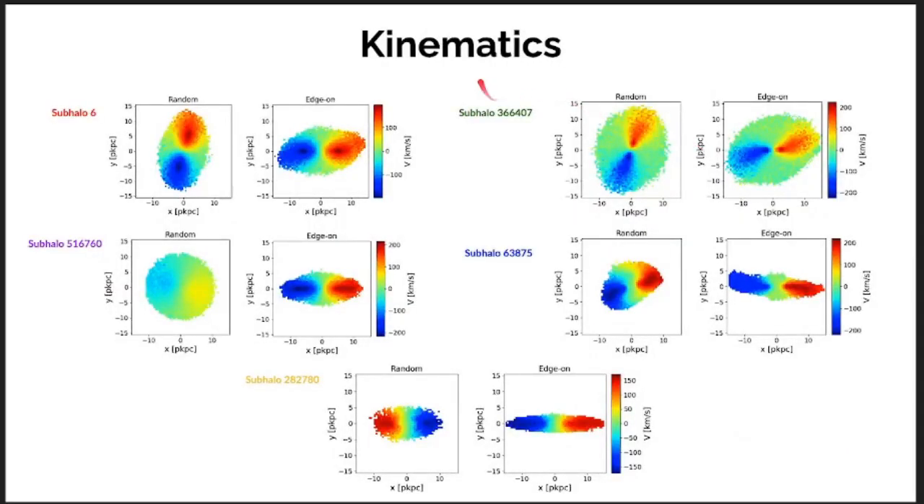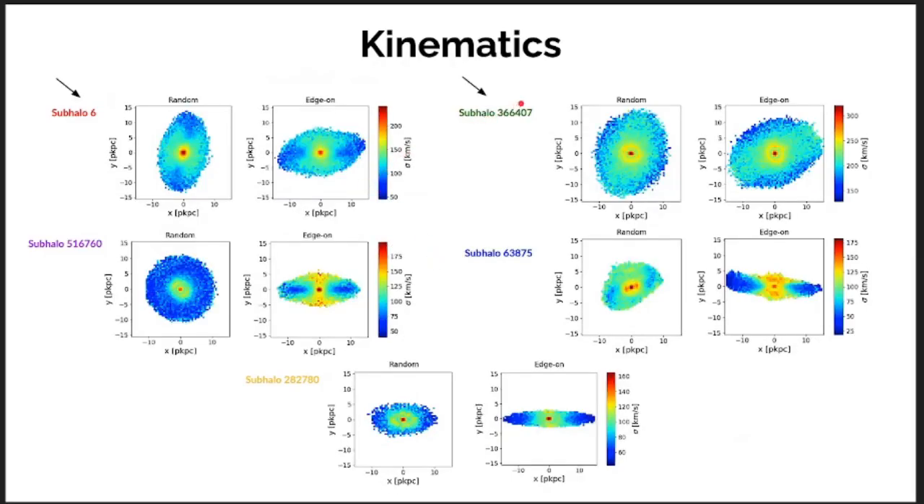We also look at the kinematics of these objects. We projected their stellar velocities in different orientations. And we see that all of them have signs of rotation, very clear signs of rotation, which is expected for relic galaxies, for the galaxies that we have in our observational samples.